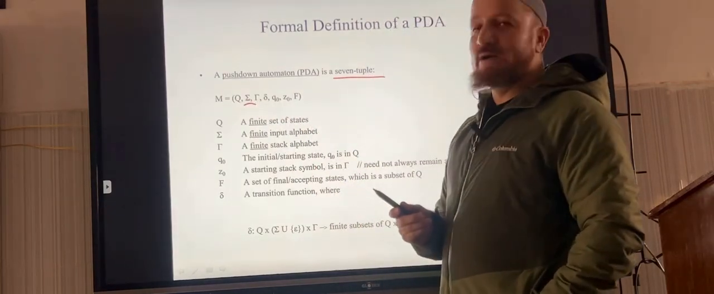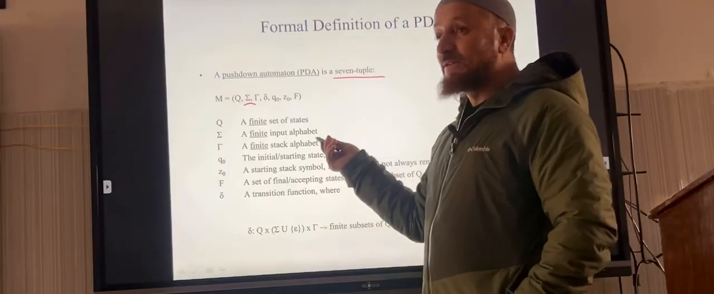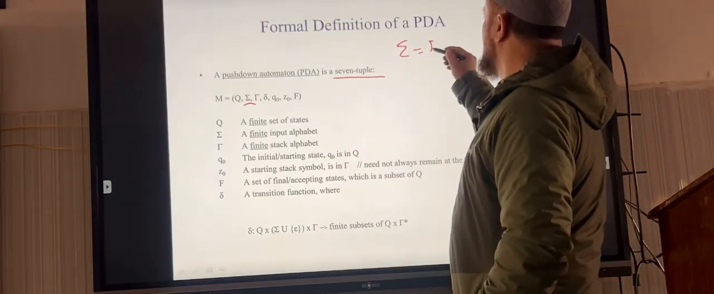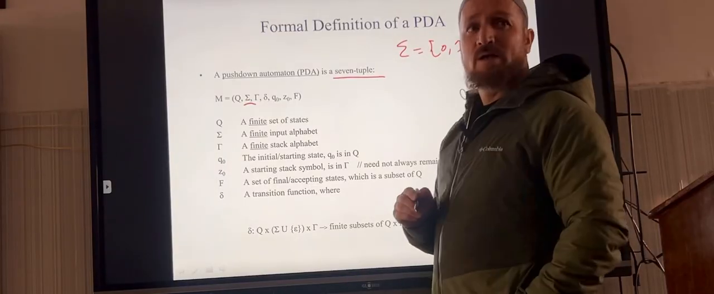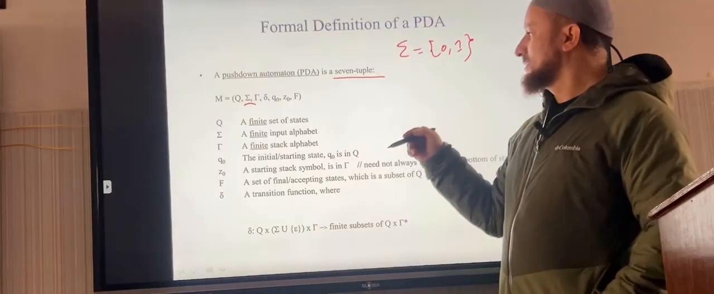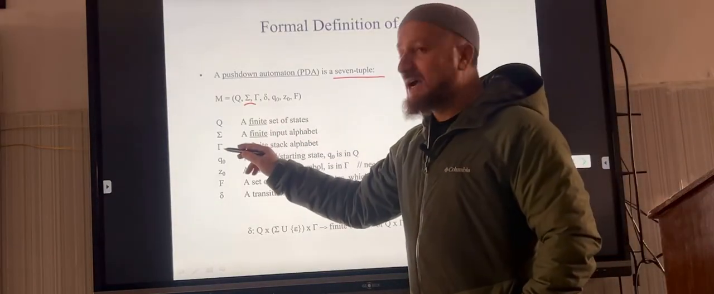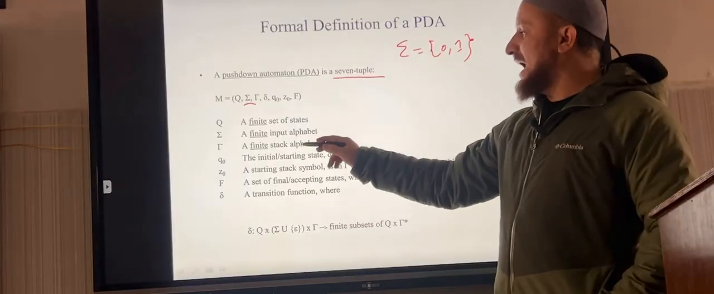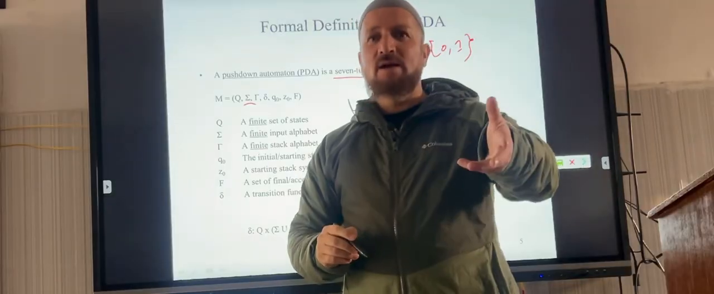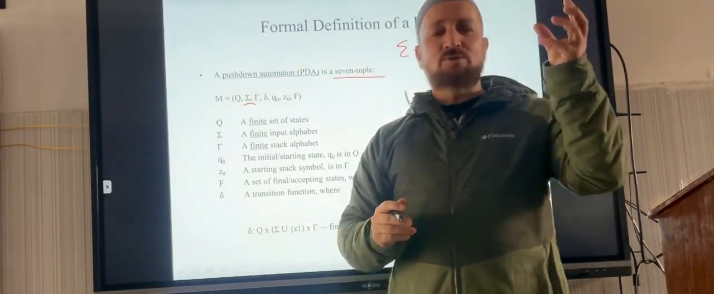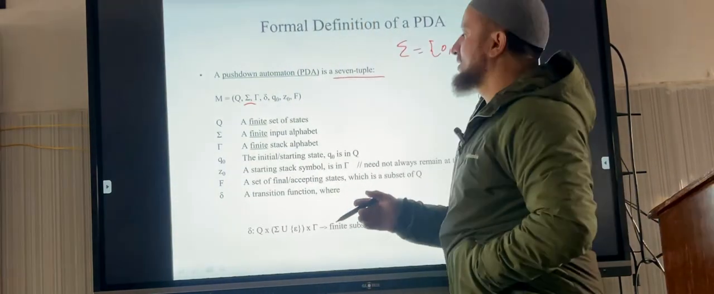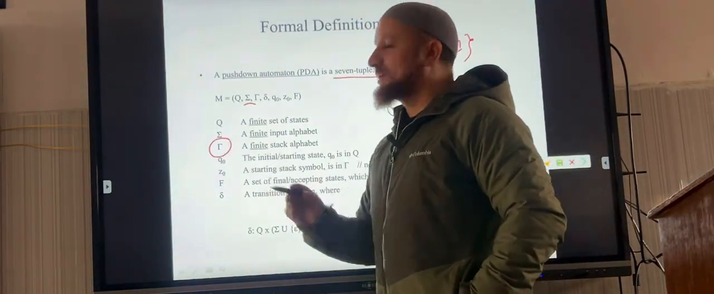Again, the sigma. What is sigma? Finite input alphabet, whatever the alphabet is. Like in our previous example, our sigma was 0 and 1, right? The alphabet. Now, what is the gamma? A finite stack alphabet, that is, what is going into the stack. Because we do not need to see only the inputs, we also need to see the stack, right? So what is going into the stack? Those things are part of the gamma.